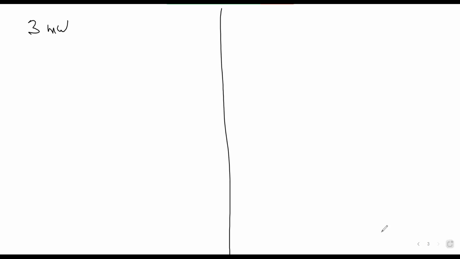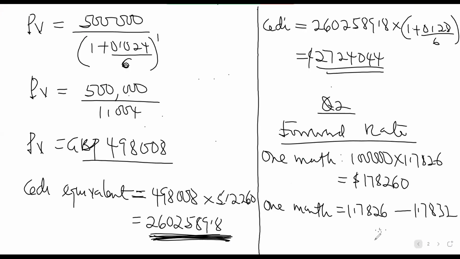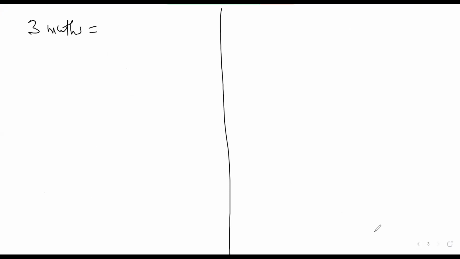In the 3 months, how much is the company receiving? $300,000. You can see that there is no payment in that particular month, so the company will be receiving all the 300,000. So 300,000 multiplied by the forward rate. What will the forward rate be in 3 months?